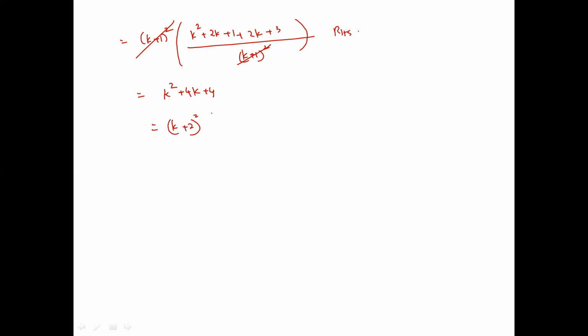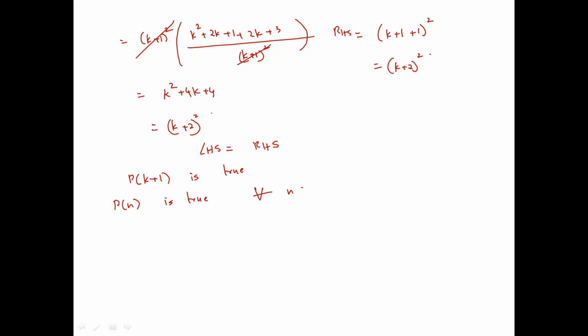Coming to right hand side, when you put n as k plus 1, you'll have k plus 1 plus 1 whole square. That is k plus 2 whole square. So you can see left hand side answer, right hand side answers are same. That means P of k plus 1 is true. That means P of n is true for all natural numbers. Very easily we can prove if we are good in simplification. Simplification steps matters a lot.